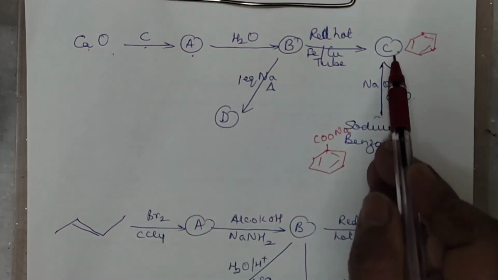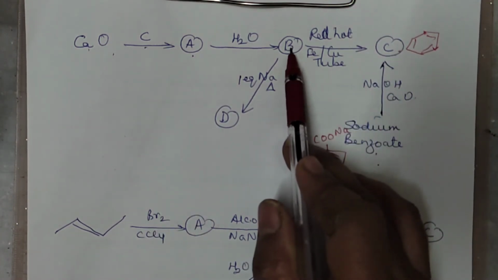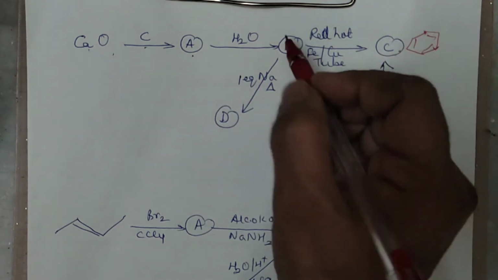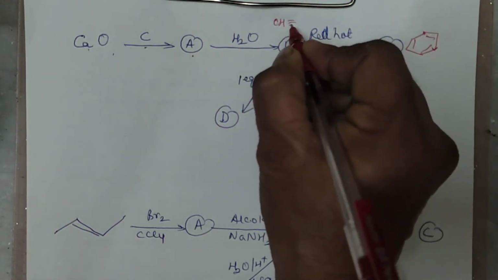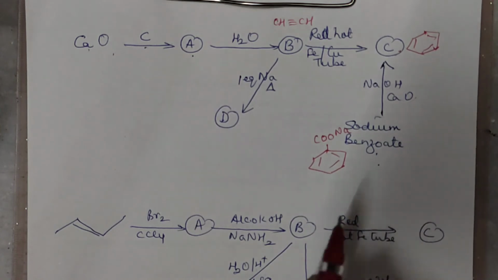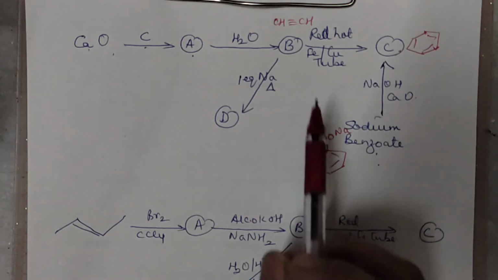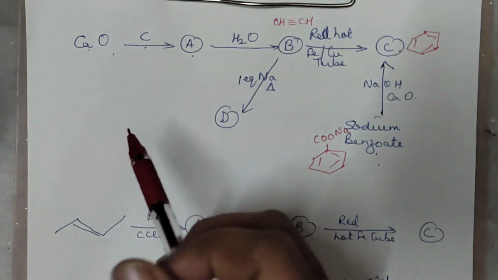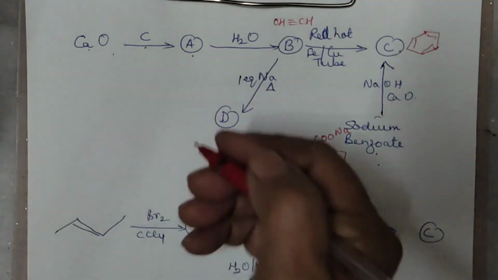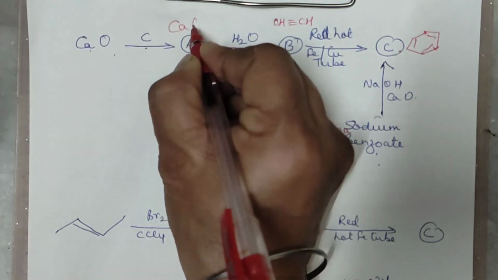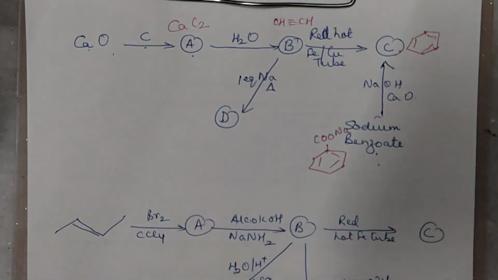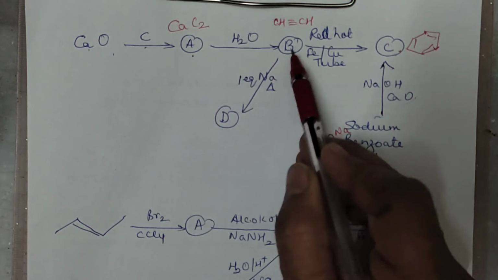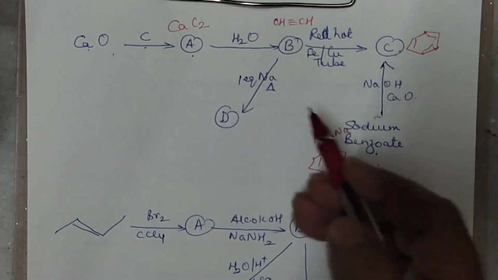Now when you got this benzene, you got a clue that this should be ethine then, so that with red hot iron tube you are getting benzene. So this is ethine. Now ethine can be prepared from calcium carbide. If you remember, in the preparations we have done calcium carbide. Calcium carbide, if you carry out the hydrolysis, you will get ethine. So this is how it is. Now A is this, B is ethine, C is benzene, and what is D?